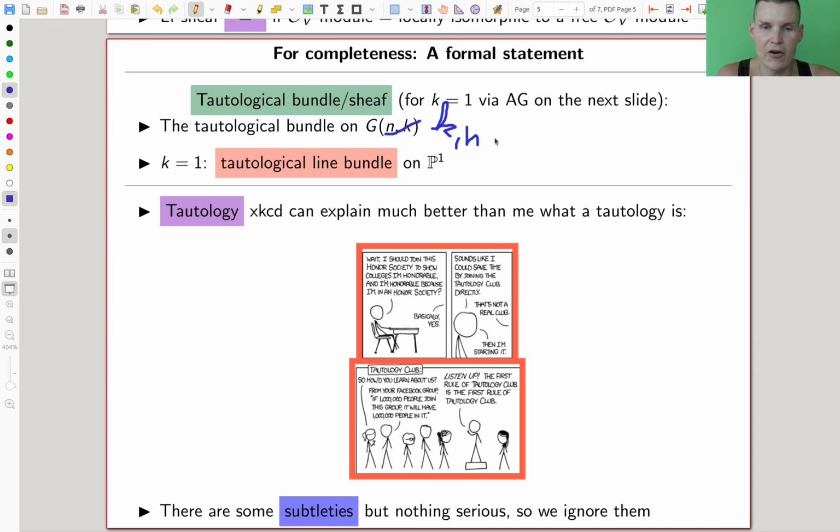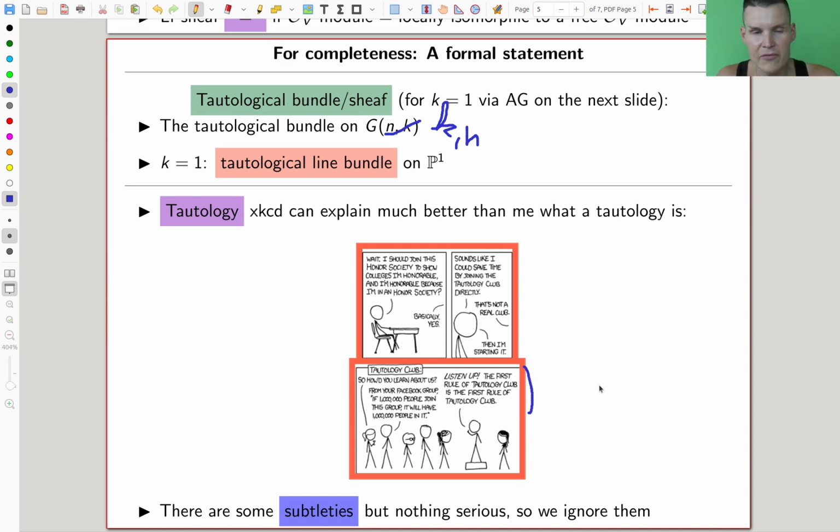An XKCD comic, or a web comic, right? So XKCD is a web comic explaining what a tautology is. And the only thing you actually need to know is that the first rule of the tautology club is the first rule of the tautology club. So a tautology is something that is true no matter what you do.